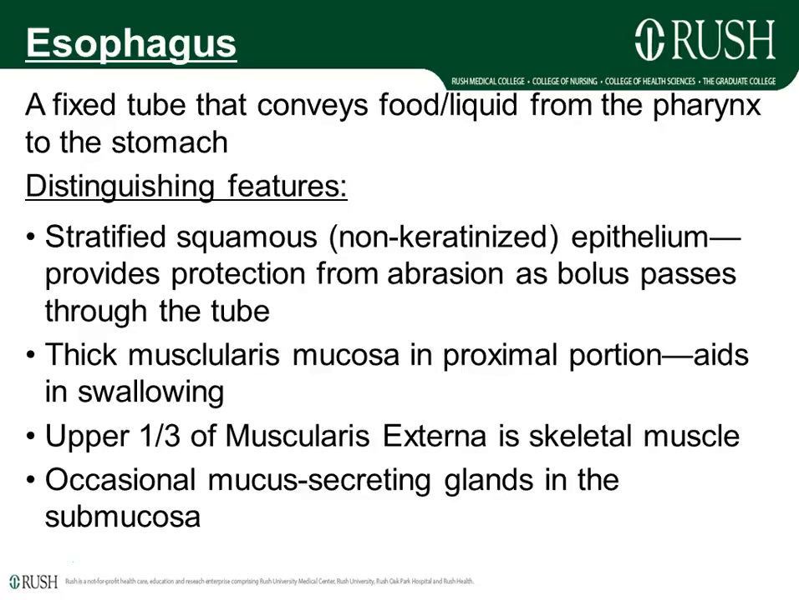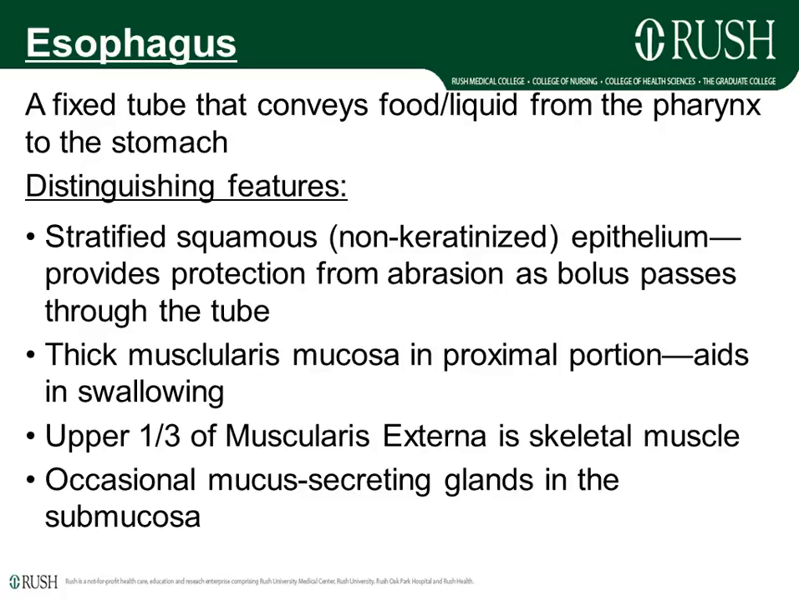Let's start with the esophagus, which is a fixed tube, whose major purpose is to convey food and fluids from your mouth via the pharynx and down into the stomach. What are its distinguishing features? It's lined by stratified squamous non-keratinized epithelium, which is a very thick protective layer that provides protection from the abrasion of the bolus of food that passes down through the tube.